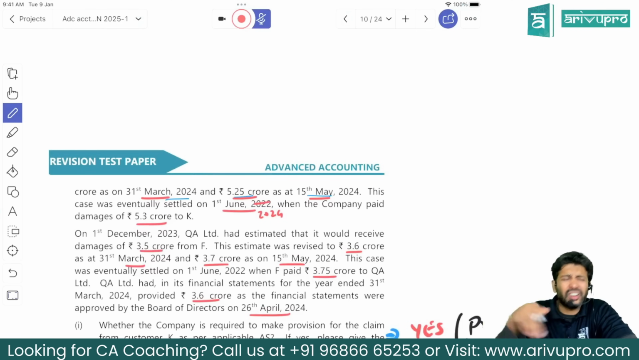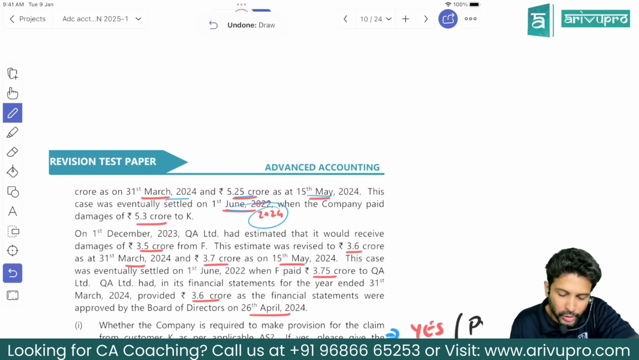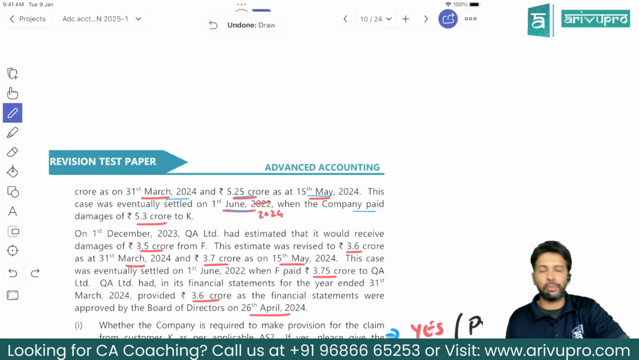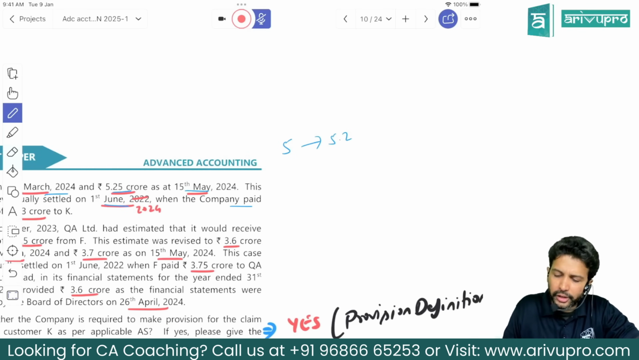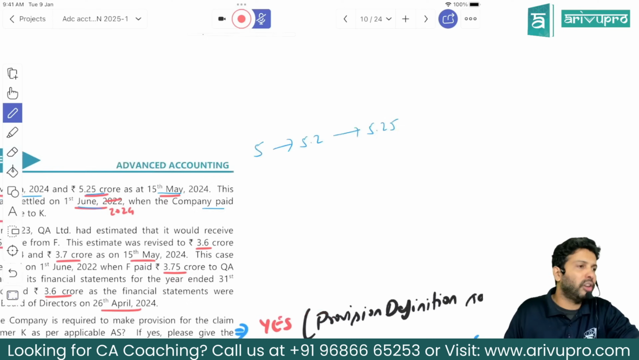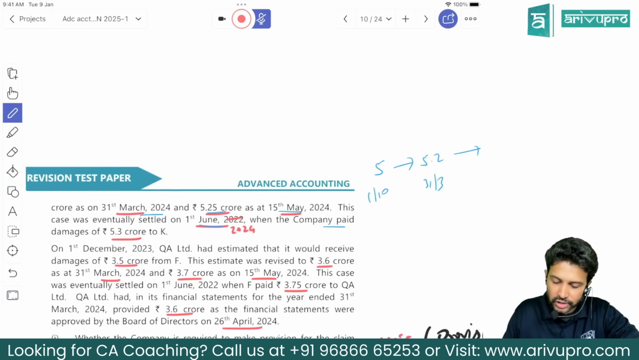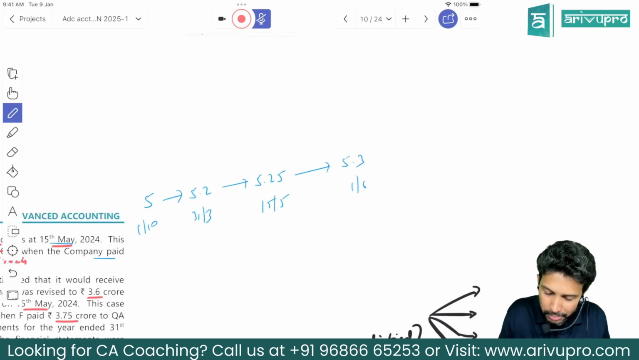15th May comes in current year or next year? Next year. The case was eventually settled on 1st June. It's a typo. It should not be 22. It should be 24. When the company paid damages of 5.3. So the estimate got revised on 15th May to 5.25 and later on final settlement happened for how much amount? 5.3. This is the drama, okay? Basically they're giving one amount. From 5 it became 5.2. Then from 5.2 it became 5.25. Then finally we settled for 5.3. This is on 1st October, this is on 31st March, this is on 15th May and the last one was on 1st June. Now you tell me, sir, when will you prepare your accounts? 31st March. So which number is relevant for us?